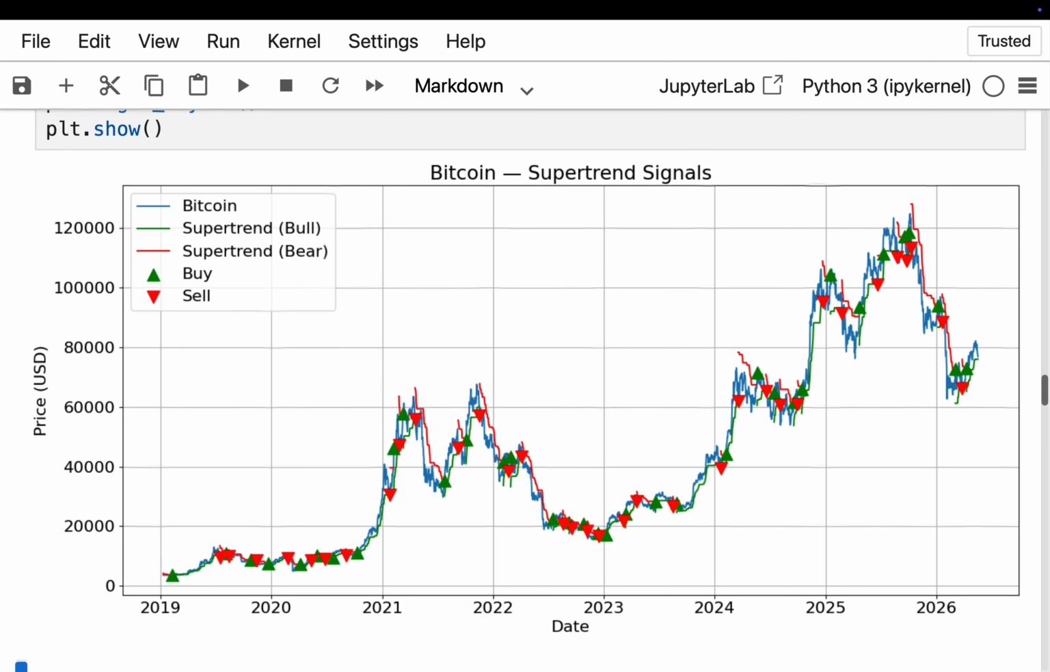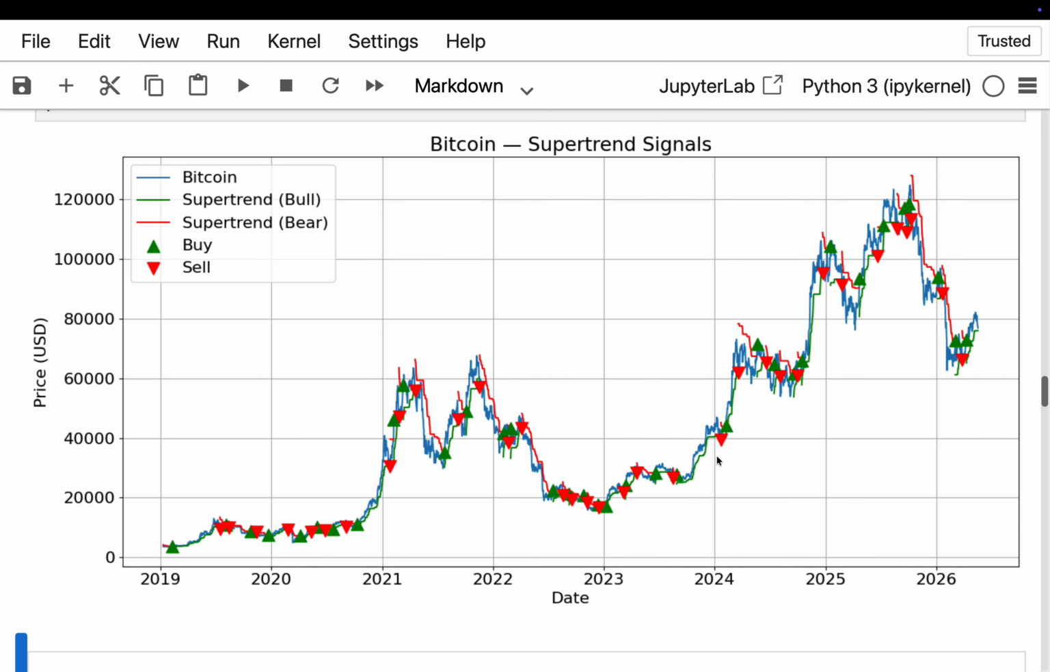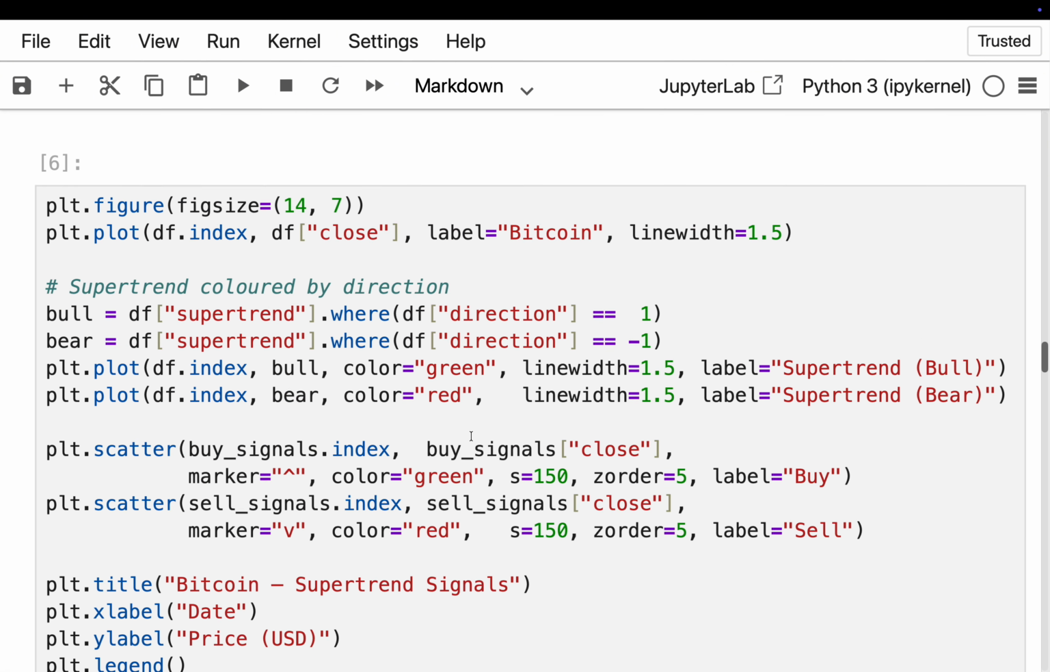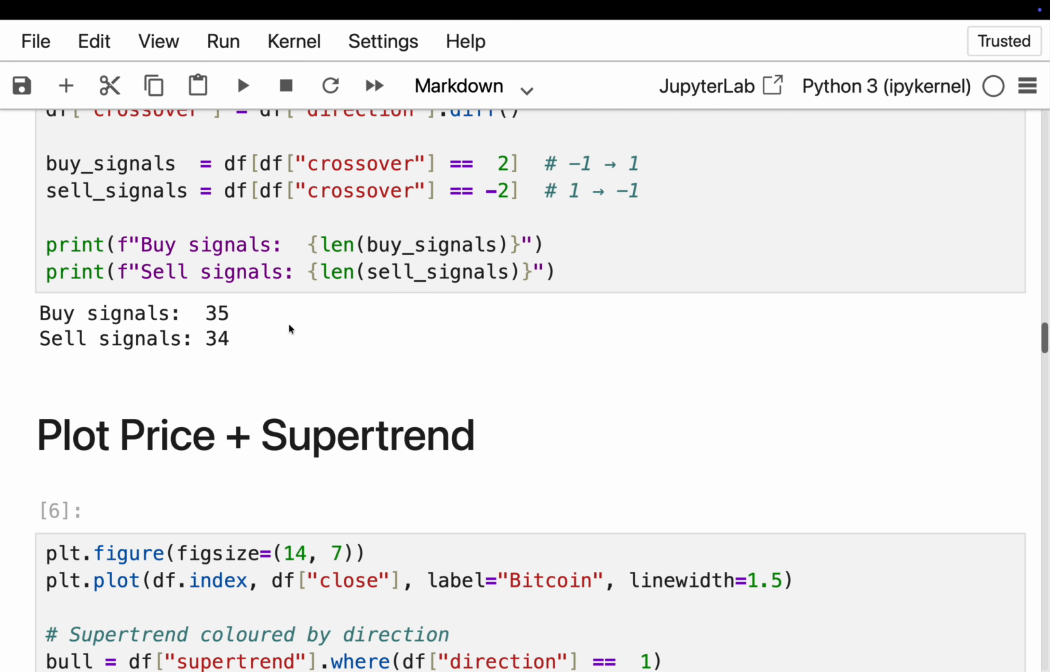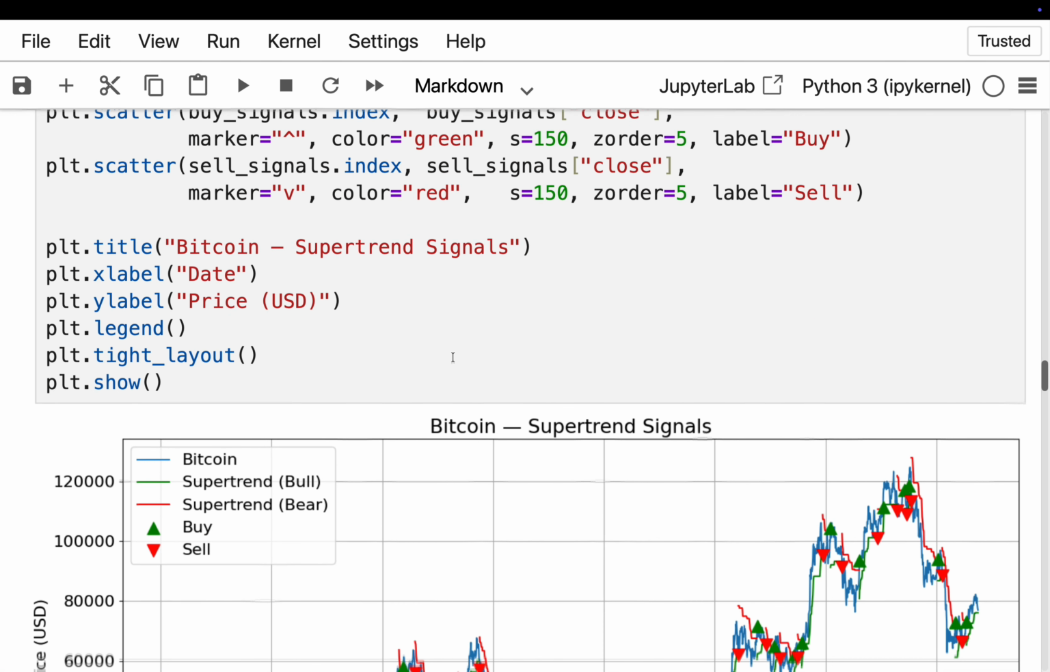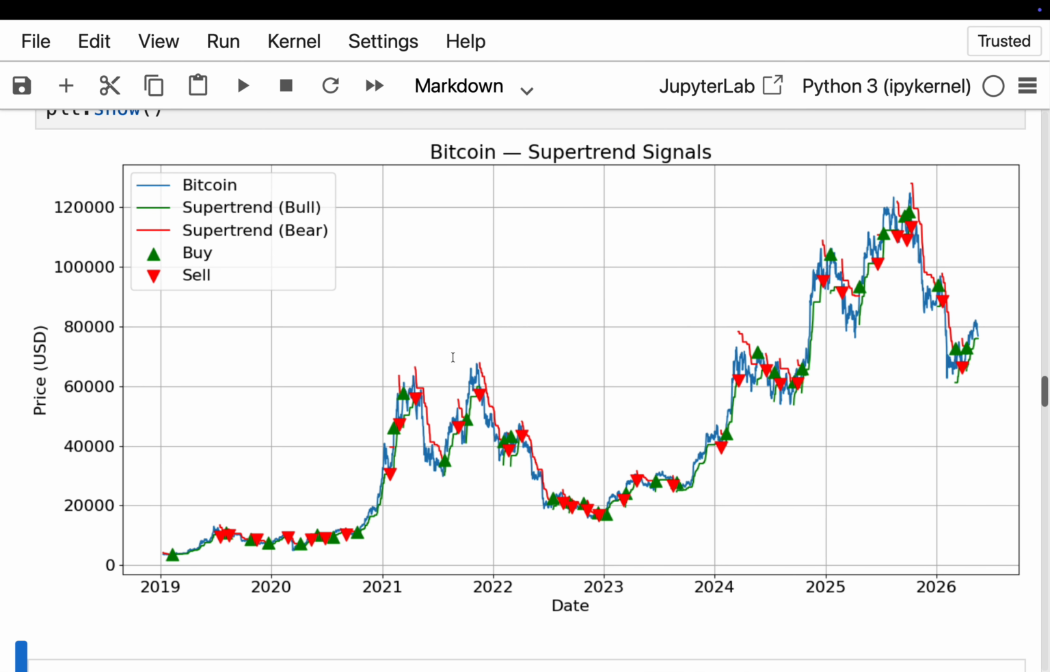Now, let's look at the signals chart, and honestly, visually, this looks great. The indicator caught the 2021 bull run. It stepped aside during the 2022 crash. It re-entered in 2023 and rode the recovery into 2024 and 2025. 35 buy signals over 6 years, which is not a lot, but also not nothing. The entries look clean. The exits look reasonable.